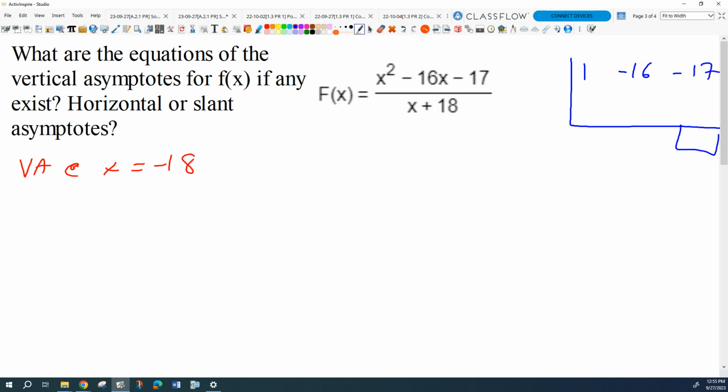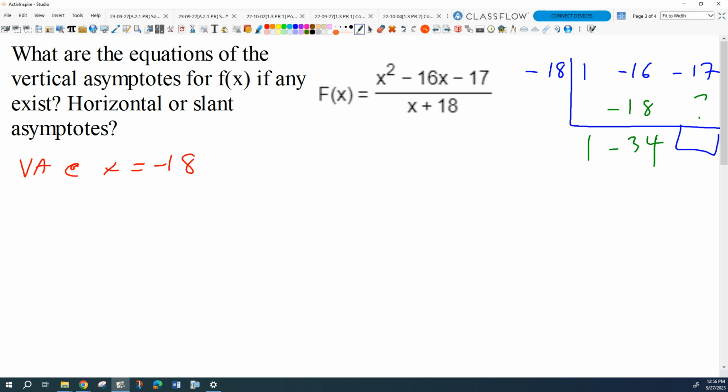Okay, got to remember to put my remainder box. What number goes out front? Negative 18. Okay, so we'll run through this process and we get, drop the 1 down, right? Negative 18. What goes here? Negative 34.